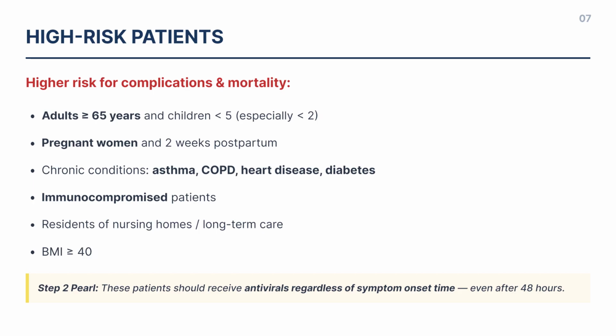Patients with chronic conditions like asthma, COPD, heart disease, or diabetes, immunocompromised patients, residents of nursing homes and long-term care facilities, and patients with a BMI of 40 or more. Step 2 Pearl. These high-risk patients should receive antivirals regardless of when symptoms started, even if they present after the typical 48-hour window. The benefit still outweighs the risk because their mortality from influenza is so much higher.